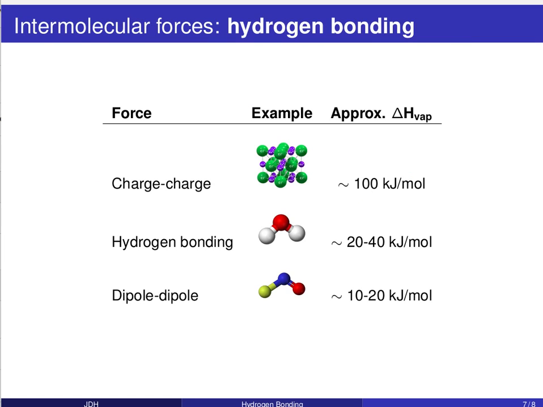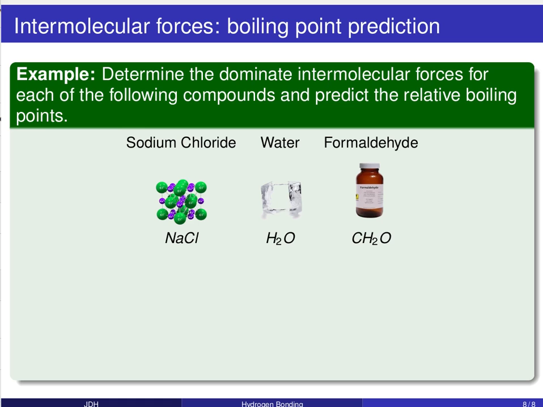So to put hydrogen bonding in perspective, from an energetic standpoint, it's going to lie somewhere in between dipole-dipole and charge-charge interactions. So again, approximate values here, 20 to 40 kilojoules per mole. So it is stronger than the typical dipole-dipole for the reasons we've discussed in this lecture, but not as strong as those charge-charge interactions.